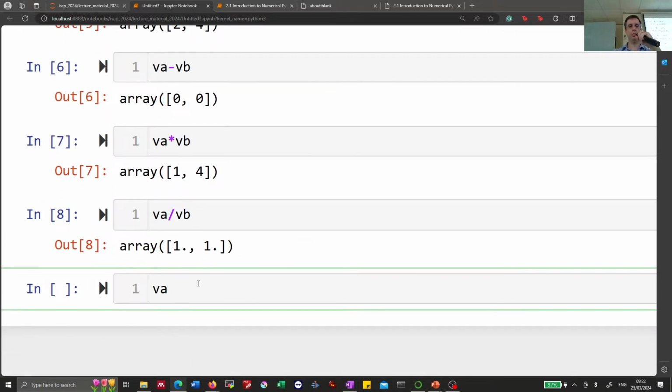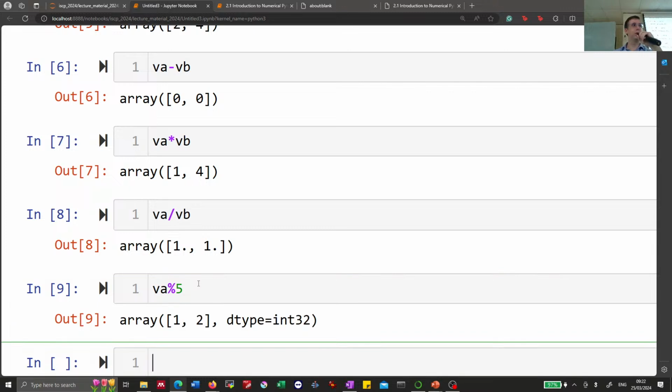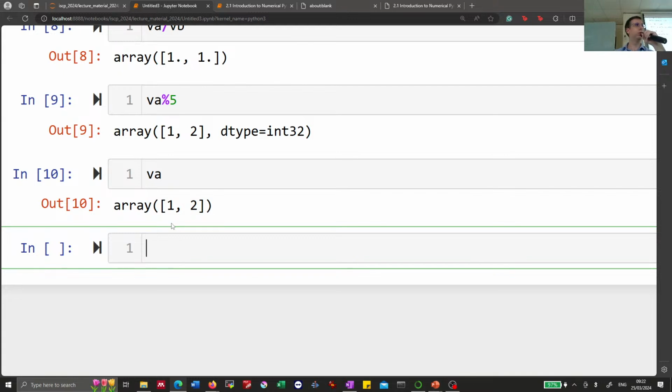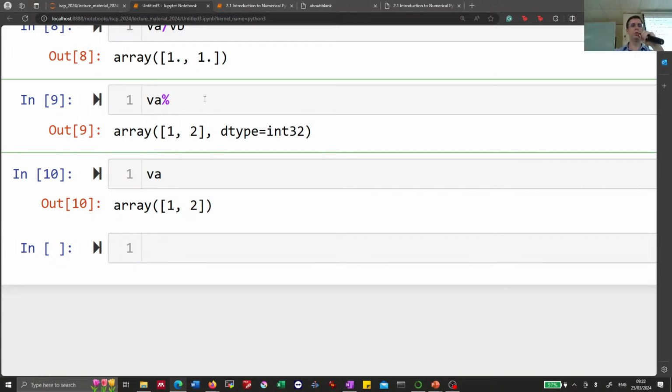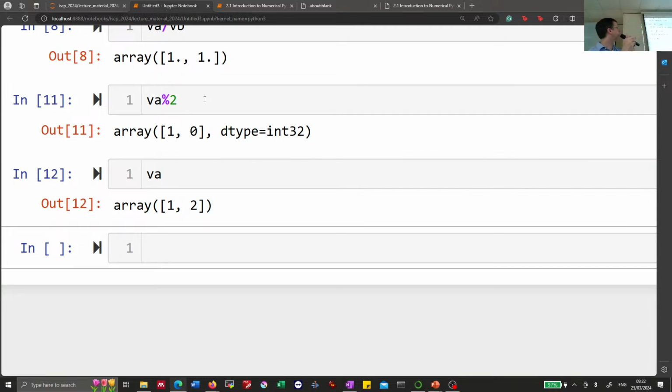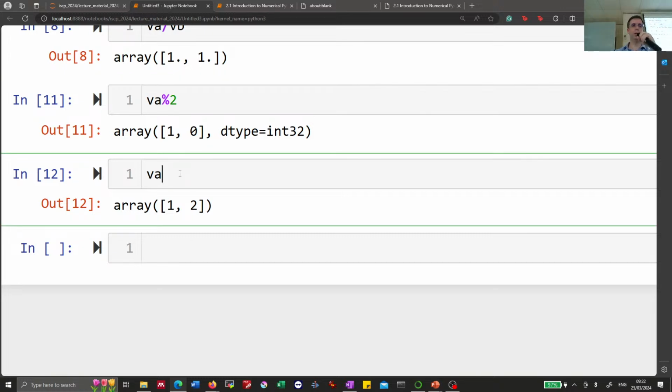So VA modulo 5. There I get some values. Do the values make sense? Well, in VA we had 1 and 2. And when you divide by a number that is bigger than the values, I always get the number of the remainder operation. Okay, make it more interesting. How about 2? What should I get? 1 and 0, right? There we go. Because 1 divided by 2, remainder is 1, and 2 divided by 2 is 1, remainder 0. So far, so good. Let's play around a little bit more.